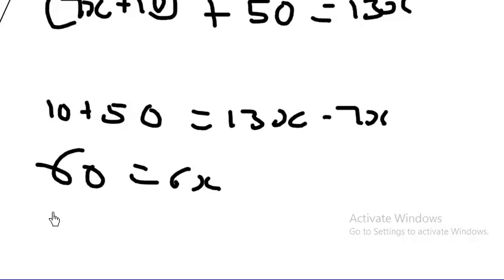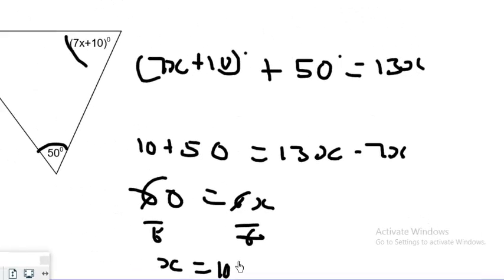Now dividing both sides by 6, we are going to get 10. So x is equal to 10 degrees.